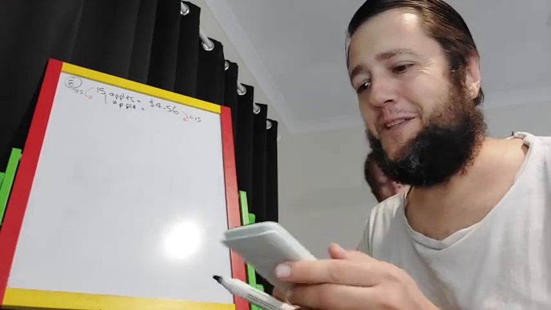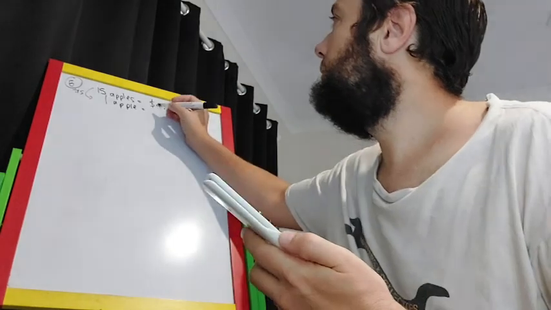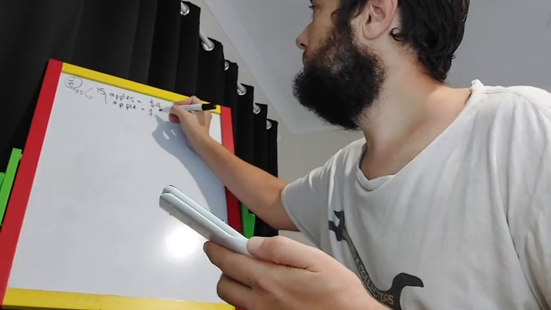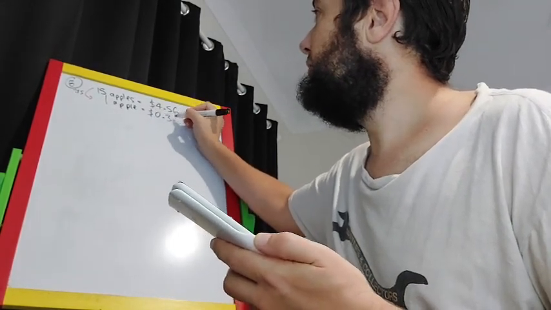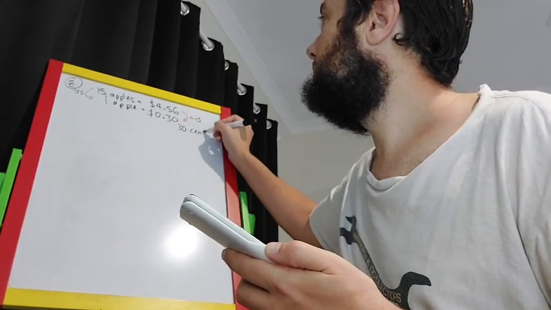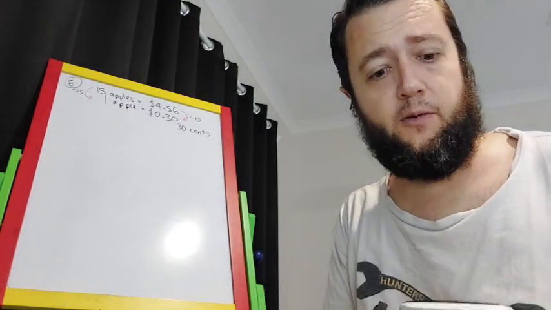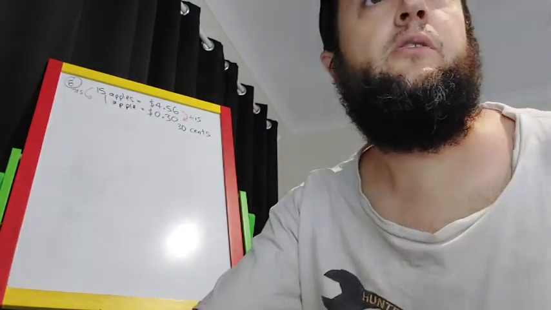All right, so if you put that in the calculator, you'll get 0.304, which rounded is 30 cents. All right, so that's question 6. Question 7.